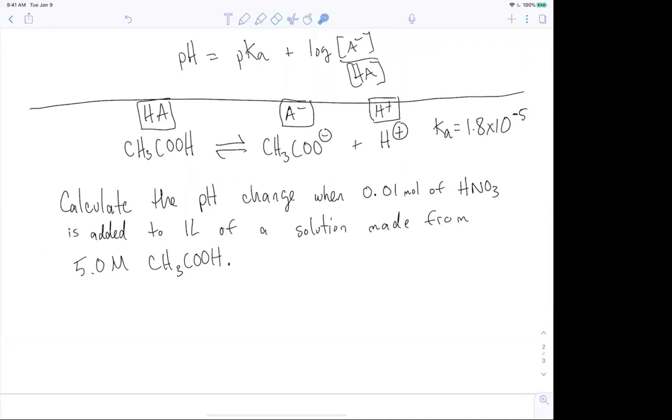When I'm asking if it's a buffer, what I want to check is, okay, I have an acid. Do I have its conjugate base present? Do I have some concentration of its conjugate base? If it was a buffer, it would say I have a solution made of 5 molar CH3COOH, acetic acid, and I have some concentration of its conjugate base, which is called acetate. So I'd have 5 molar of this, and then some other concentration of, say, 1 molar CH3COO minus as well. But I don't have that, right? We don't have any CH3COO minus, so this is not a buffer. So I don't want to immediately reach for the Henderson-Hasselbalch equation. I want to pull out a Rice table.